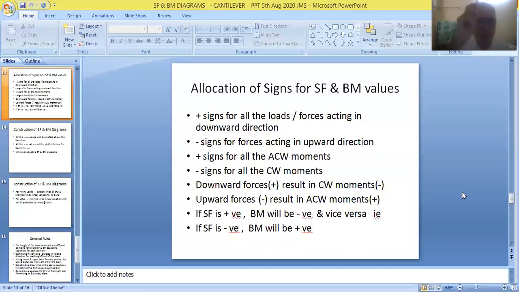So friends, if the value of SF is positive, the value of bending moment will be negative. And if the SF value is negative, then the moment value will be positive. So friends, these are the basic rules to be applied while allocating symbols for shear forces and bending moments at different points on the beam.